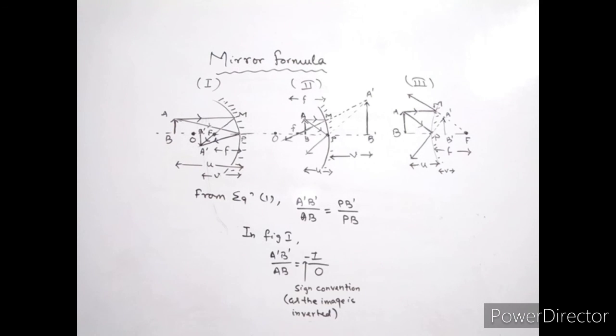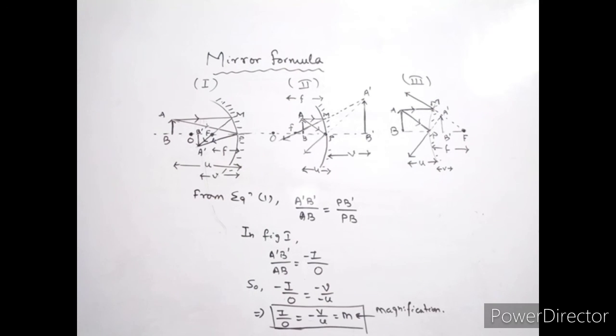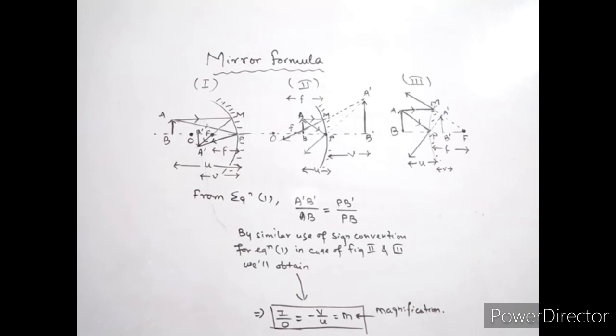Now this ratio I by O is the magnification, but in figure 1, the image being inverted, the size of the image will be taken as negative following the sign convention. So A'B' by AB is equal to minus I by O. So minus I by O is equal to, considering the sign convention again, minus v by minus u. So I by O, that is the magnification by definition, is equal to minus of v by u. We get that from the above formula.